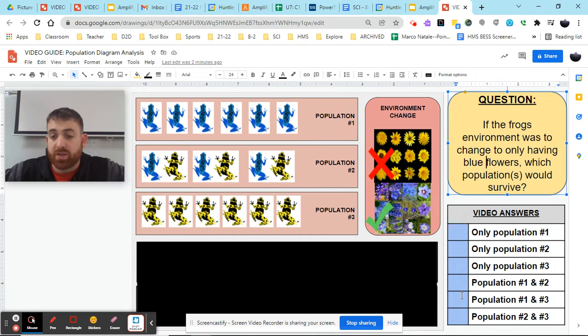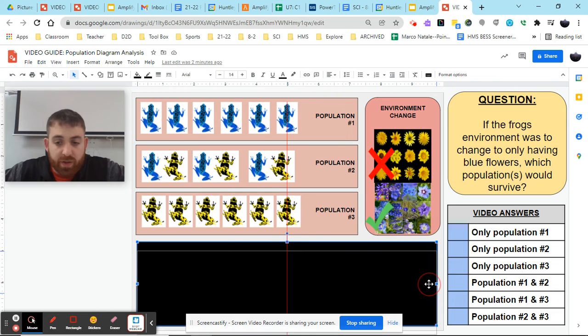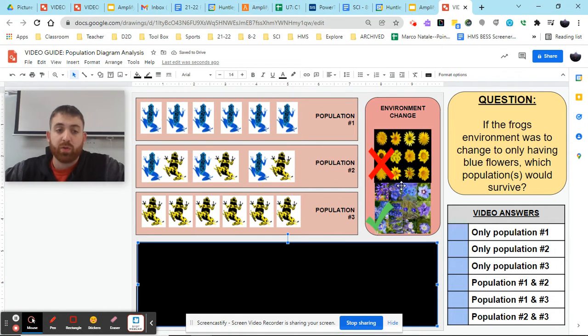Okay, do you think you got the answer right? Let's go ahead and take a look. Well, first and foremost, if we're going to look at our environment with all blue flowers, we know that blue frogs are going to have the advantage here. And we know that any population with blue frogs is more than likely going to have those blue frogs survive. So we know population 3 would not work. So anything with population 3 would not be a good answer.